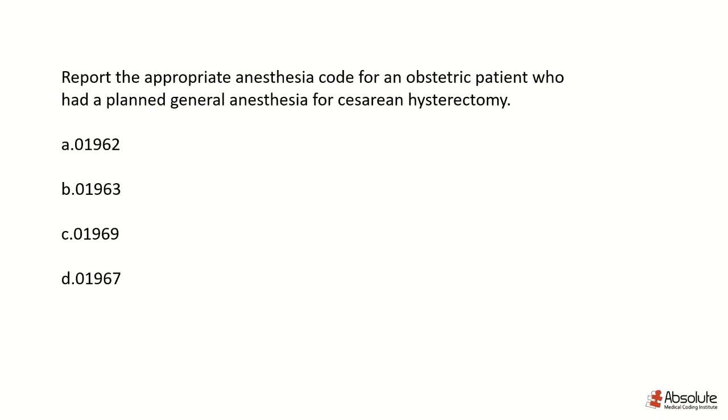We have A, 01962; B, 01963; C, 01969; D, 01967. Report the appropriate anesthesia code for an obstetric patient who had a planned general anesthesia for cesarean hysterectomy. All right, I'm going to give you guys just a few moments and pop your answers in the chat, guys.